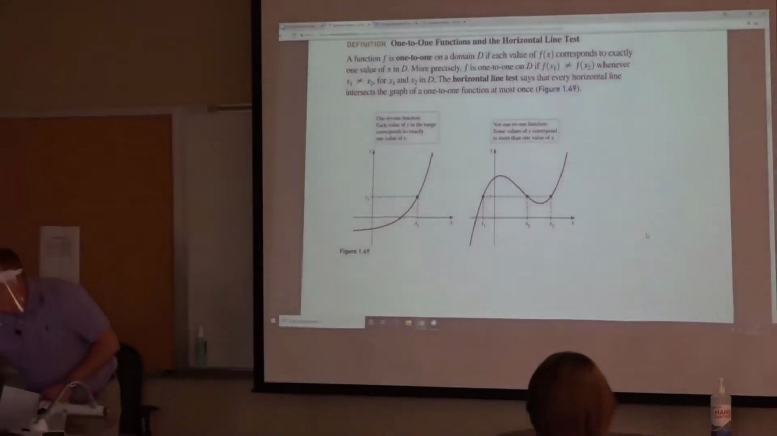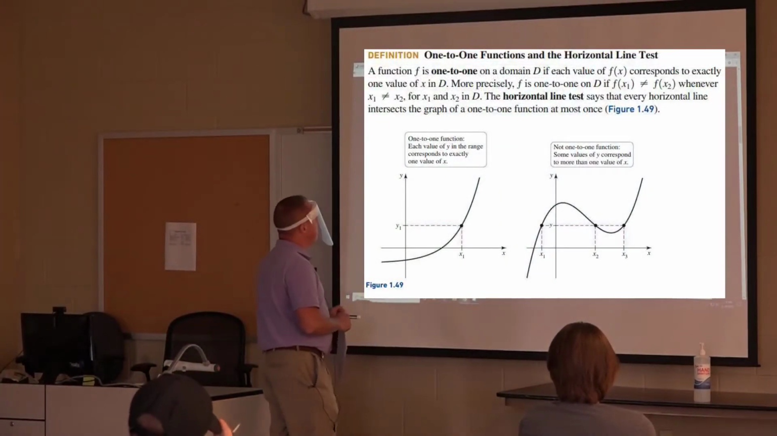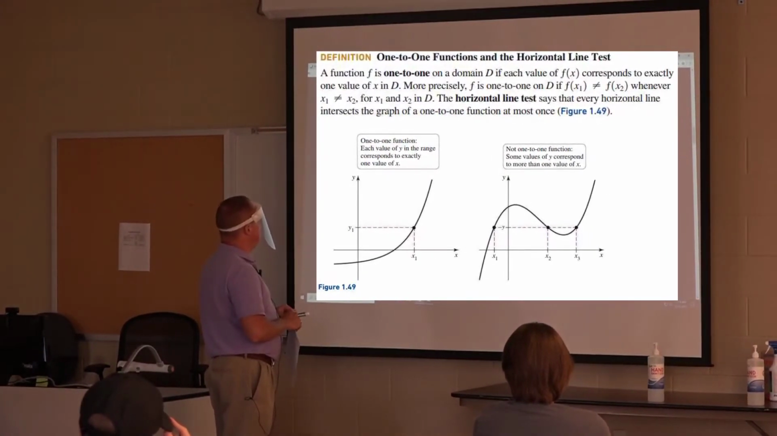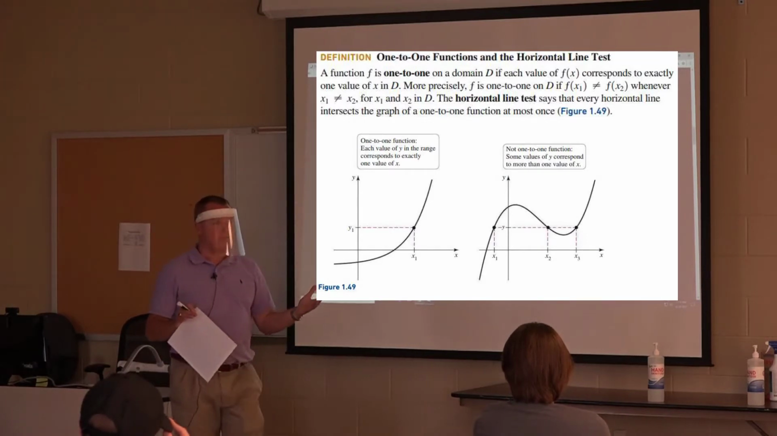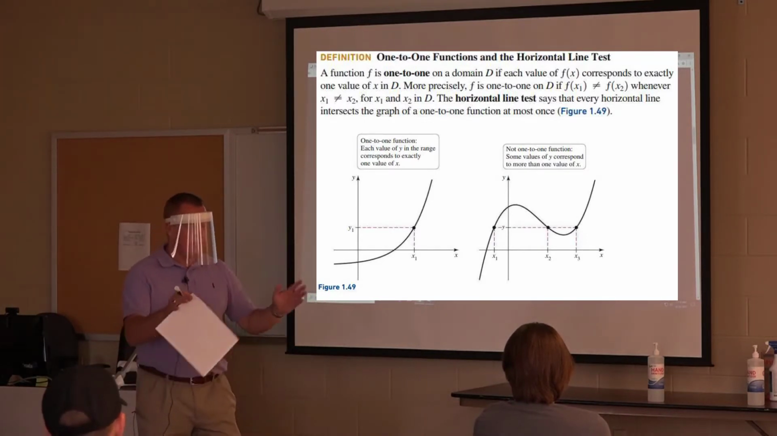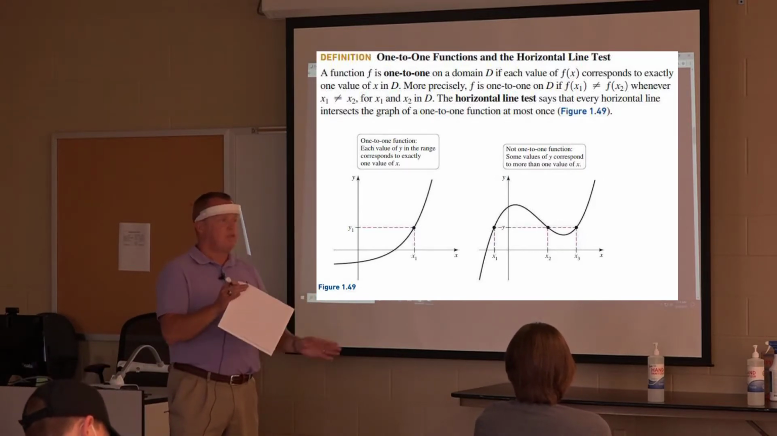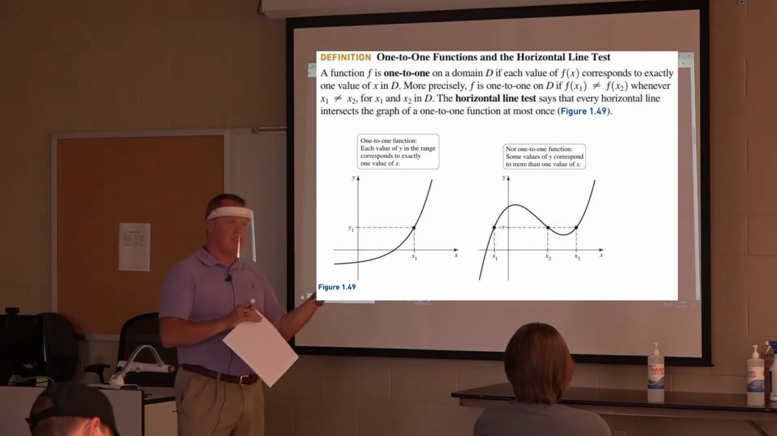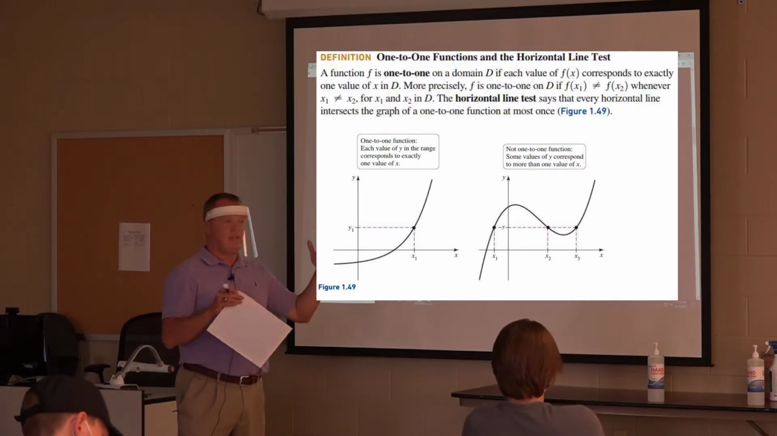Now, one-to-one functions. A function f is one-to-one on a domain D if each value of f of x corresponds to exactly one value of x in D. All right, now, what does that mean? Well, we can always find an inverse. An inverse, you just take the x's and y's and swap them. You can always do that. But when you swap the x and y's, do you have a function? Because for it to be a function, every x must be paired with only one y. That's not always true, right?